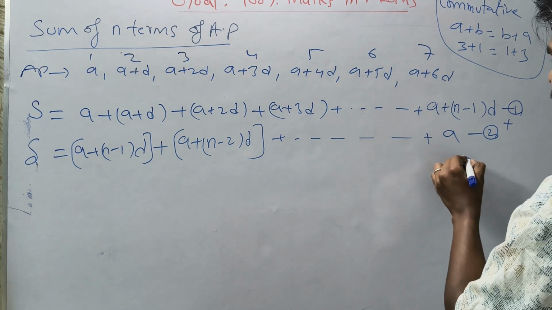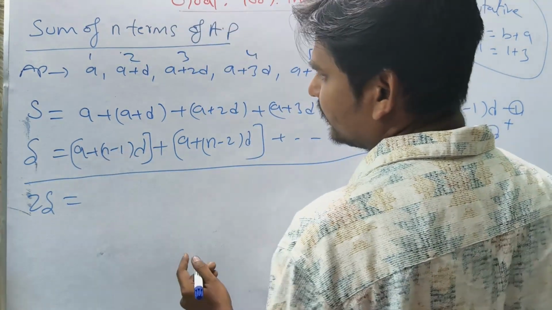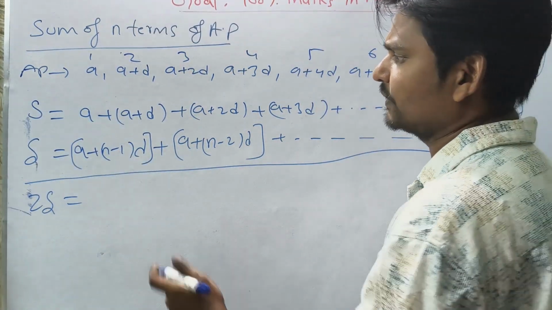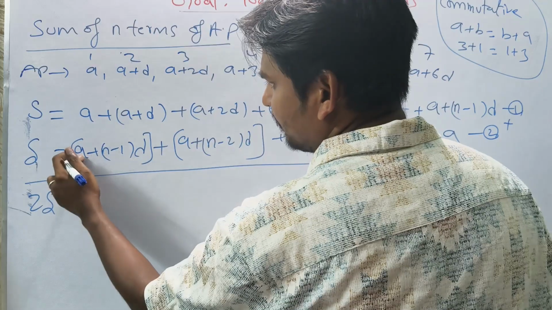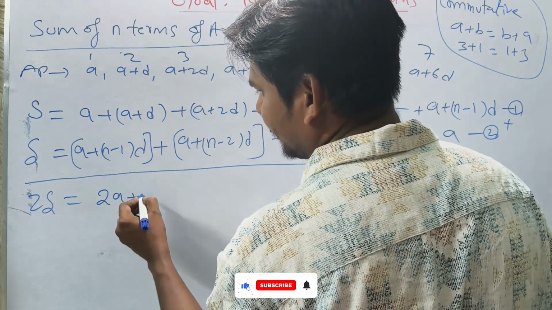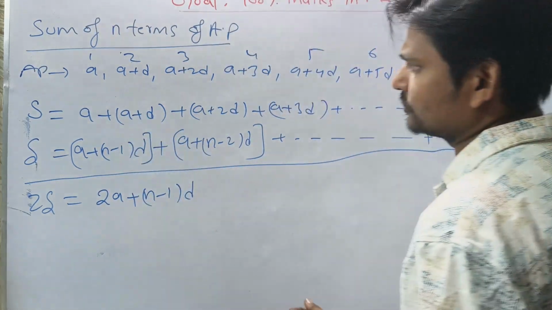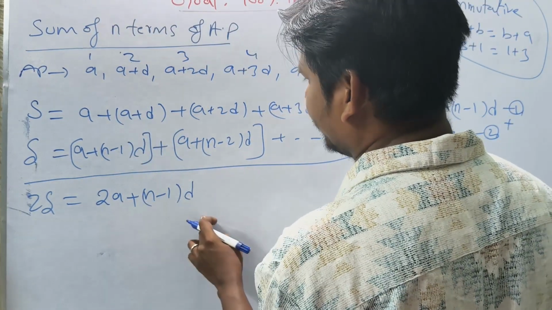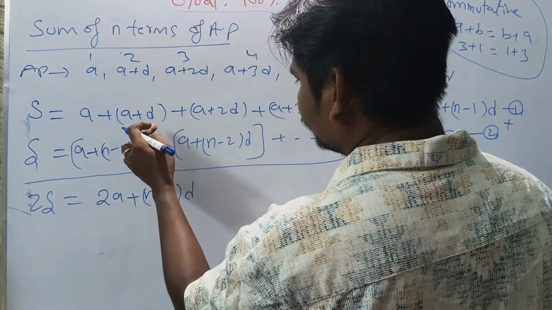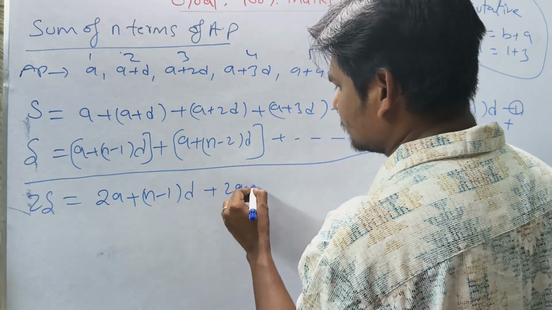If you add them up, then what you will get here? 2s is equal to, see, if I am adding these two terms, no space is there. That's why for your clarification I am adding this one. a plus a gives 2a plus n minus 1 into d. Clear? Now if you add this thing also, a plus a, 2a, and you will get here also 2a plus n minus 1 into d.